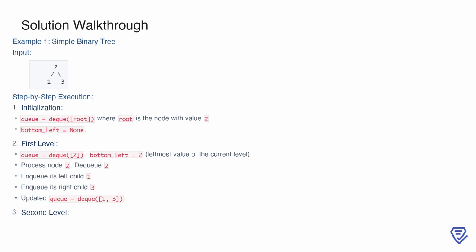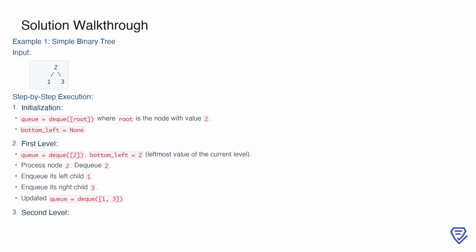To determine the bottom left value, we initialize a queue with the root node and set the bottom_left variable to none. At the first level, the queue contains only the root node, which means the leftmost value at this level is 2. We process the root node by dequeuing it, then enqueue its left child, 1, and its right child, 3. The queue now contains nodes 1 and 3.